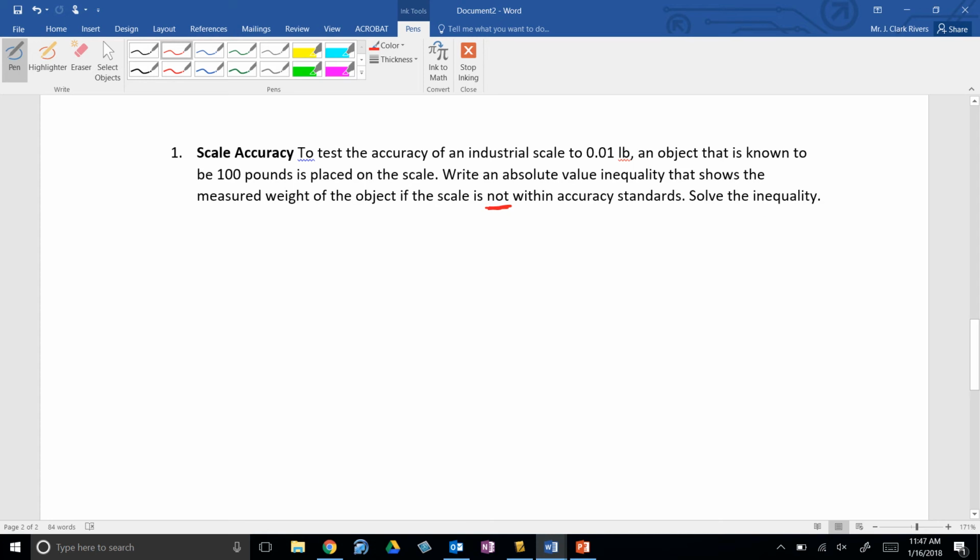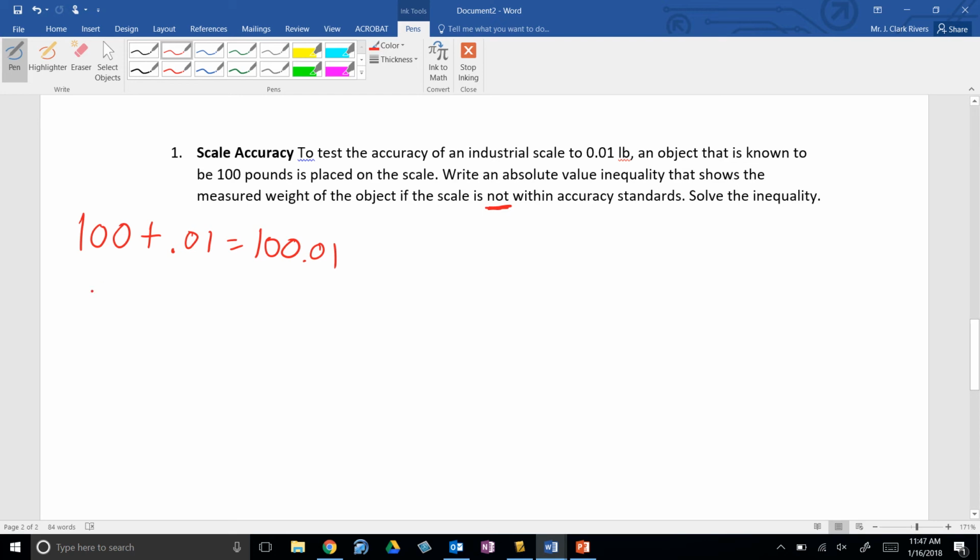Okay, I'm not going to actually solve the inequality. I'm assuming you know how to do that at this point. First off, if we're allowed to be within 1/100th of a pound and 100 is the ideal weight, how big can this possibly be? Well, it can be 100 plus 0.01, so it can be as big as 100.01. That's the high end that we want the scale to be accurate to, right? So it can be off by 1/100th of a pound.